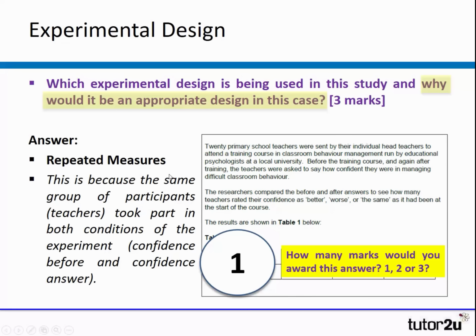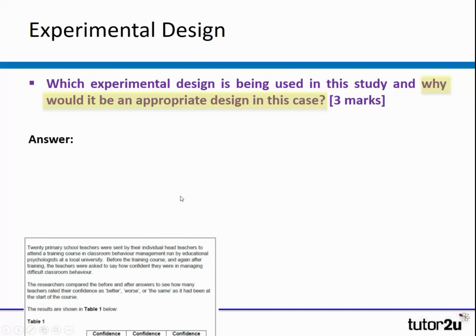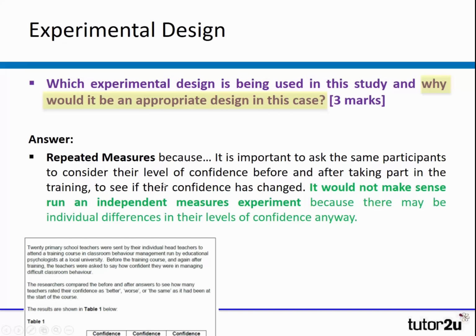So it's really, really important you actually just use a bit of common sense here, because this question isn't saying what is good about repeated measures or what is bad about it. It's just saying, why did we have to use repeated measures for this particular experiment? Okay, so the answer is actually a very straightforward common sense answer, and let me give you the reason here. So you'd say repeated measures because it's important to ask the same people to consider their level of confidence before and after taking part in the training to see if their confidence had changed.